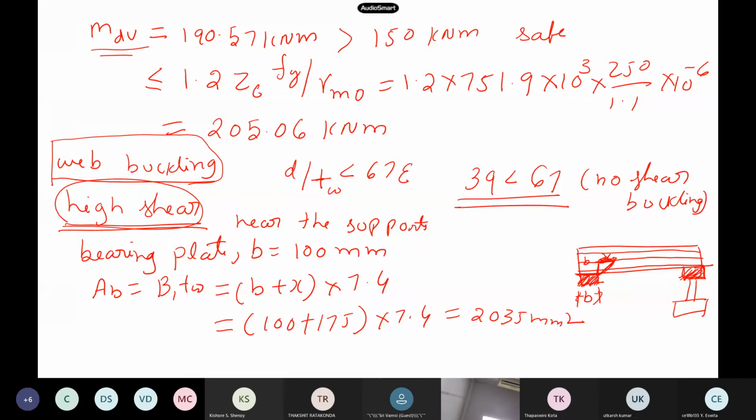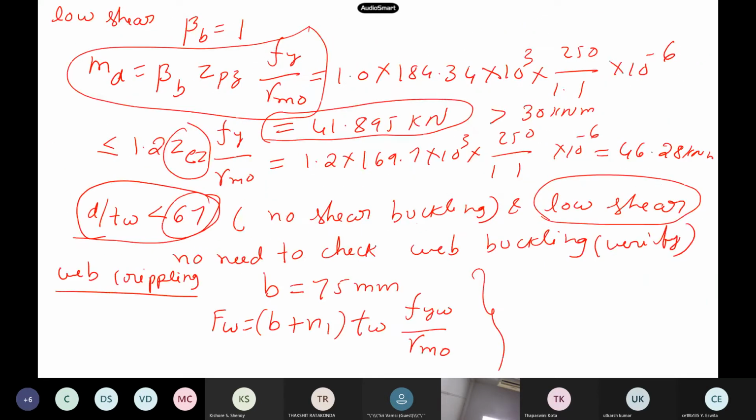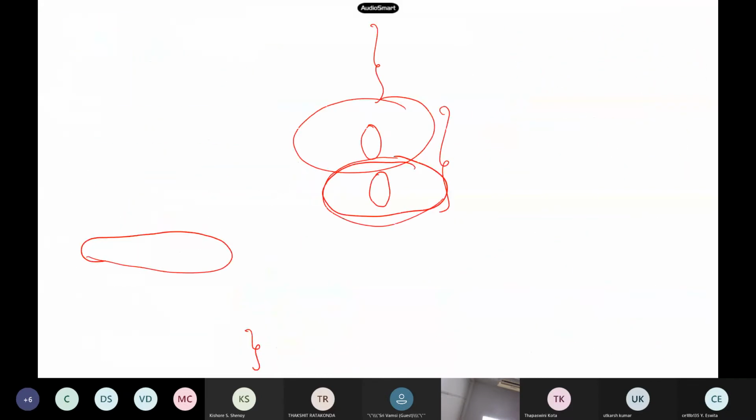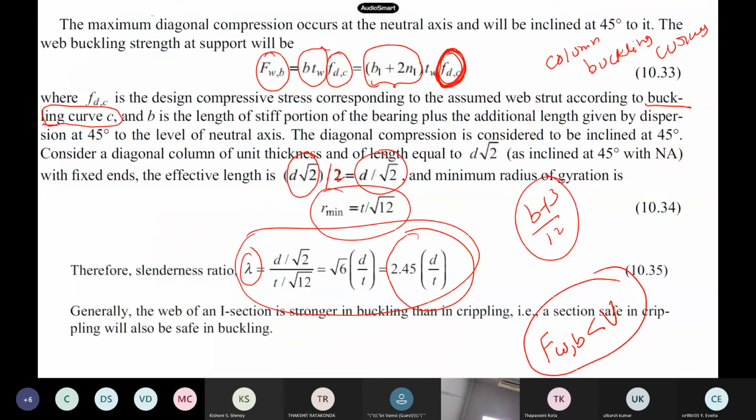Now the effective length of the web you have to find out, because we are designing this web as a column. So what is the effective length of the web? See, previously we have already said that the web behaves as a column basically. So what value should we take for the effective length of the web? Previously we mentioned it, right?